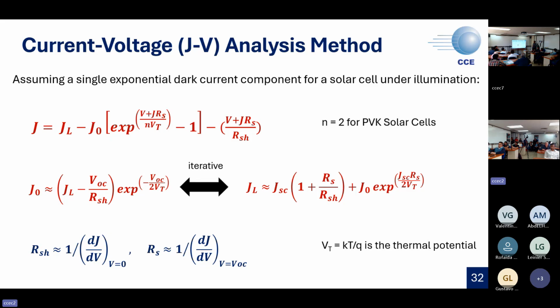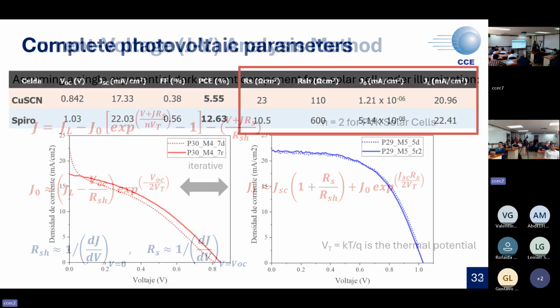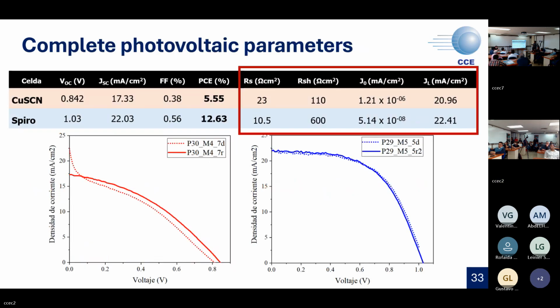And finally, in order to obtain the shunt resistance and the series resistance, we use the inverse of the slope in the JV curve at different points. For shunt resistance, we use the point of voltage equal to 0, and for series resistance, we use the point where voltage is equal to the open circuit voltage. With this method, we obtain other important parameters to study the JV curves of each hole transport layer.